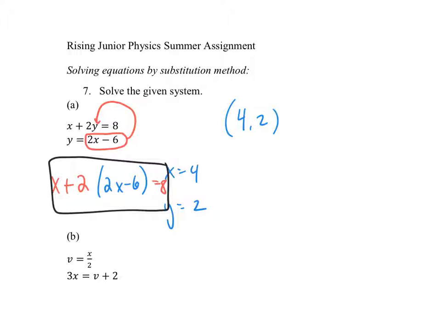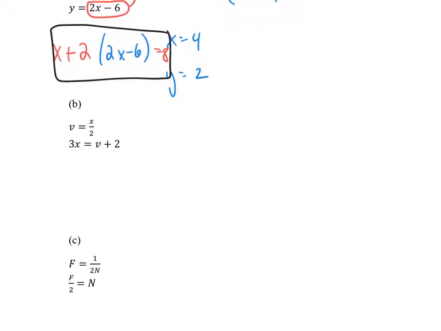Once you get x equals 4, plug a 4 in there. 2 times 4 is 8. 8 minus 6 yields 2. Substitution method. A was an easy one. B was a little tougher. Not much, but a little bit tougher.